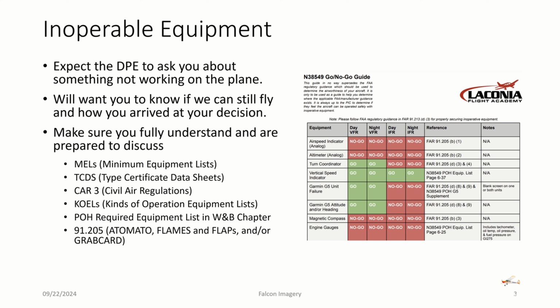So you're going to want to be able to talk through these items, particularly the ones that you're saying are relevant to why we can or can't fly for the particular failure or inoperable equipment that the examiner has given you. And then lastly, how do we deal with inoperable equipment like 91.213, how we're going to placard it, who's going to placard it, if we can still fly.